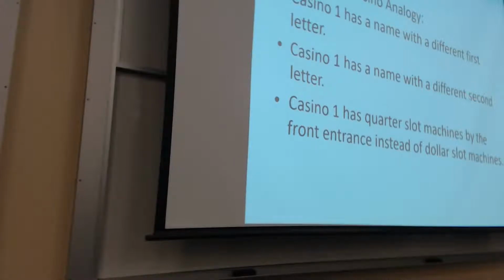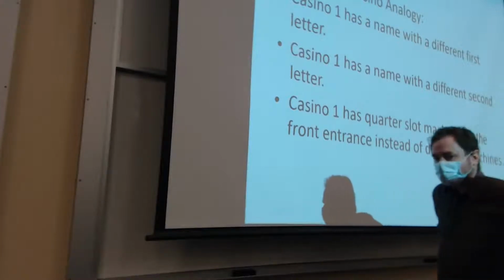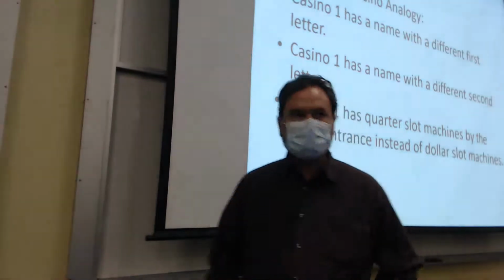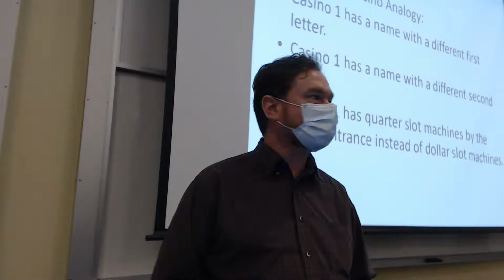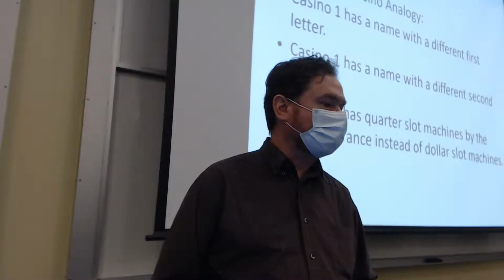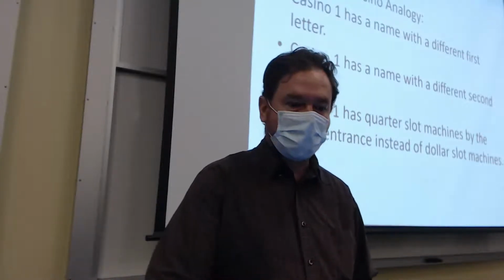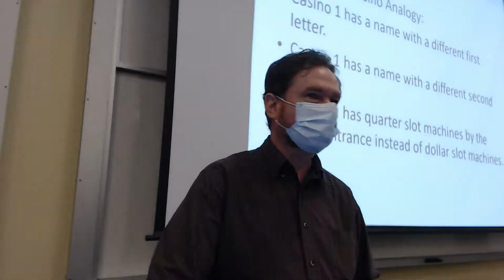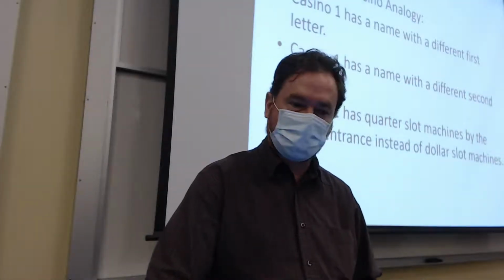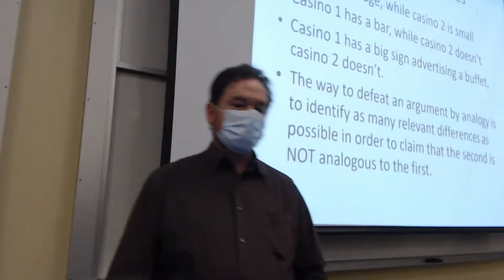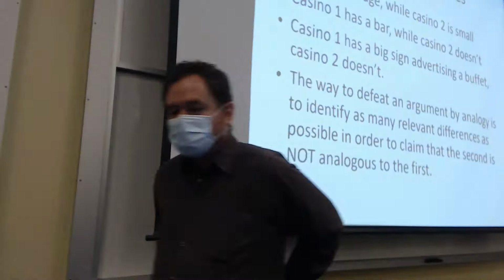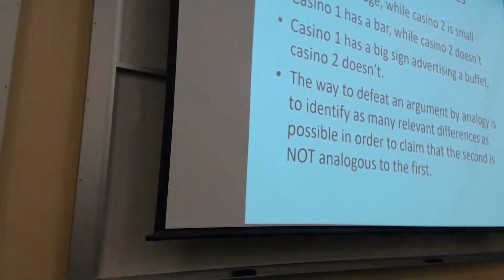Or Casino 1 had quarter slot machines by the front entrance, and the one I'm in today has dollar slot machines by the front entrance. That's probably not going to be a strong indicator of whether or not they'll be similar in the relevant way that allows me to predict whether they will have an all-you-can-eat buffet, which of course is the best feature of any respectable casino. So those are irrelevant, trivial differences, which do not make things really similar or different.